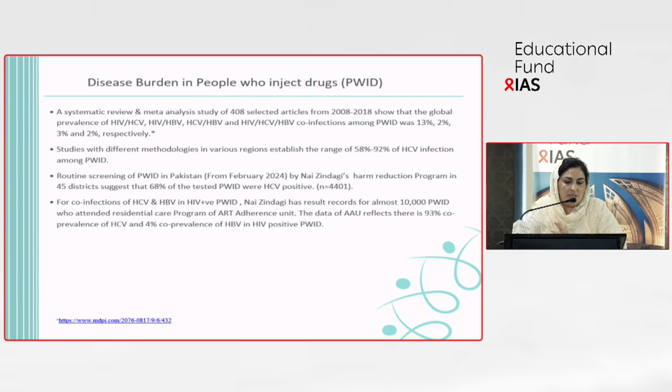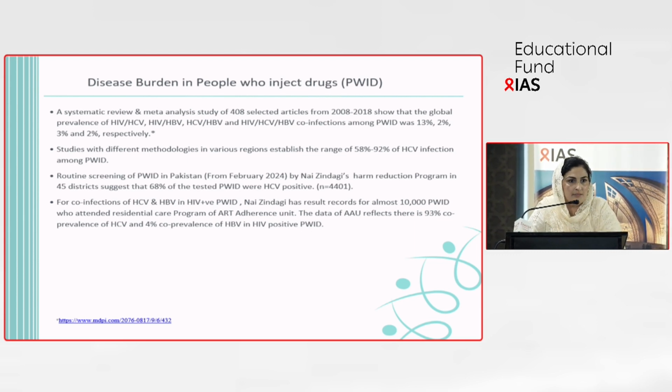Now, representing the perspective of the PWID program, it's important to review some figures to understand the high level of disease burden within this key population. A systematic review and meta-analysis of 408 selected articles from 2008 to 2018 shows that the global prevalence of HIV and hepatitis C co-infection in PWID is 13%. Co-infection of HIV and hepatitis B virus is 2%, hepatitis C and B co-prevalence is 3%, and having all three co-infections together is 2% respectively.